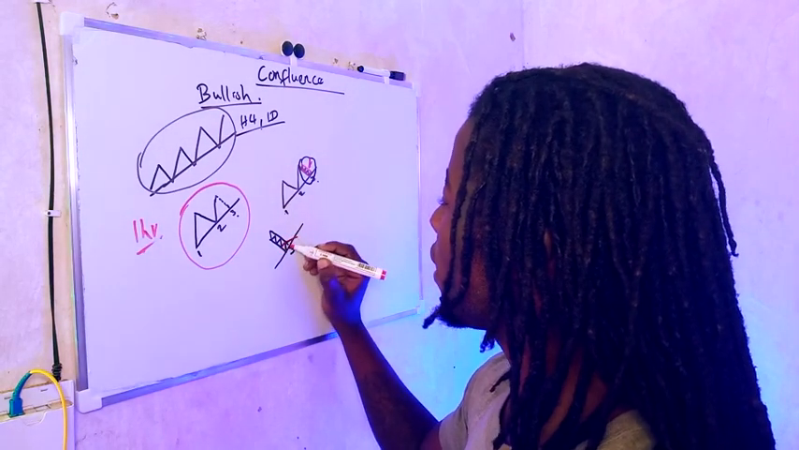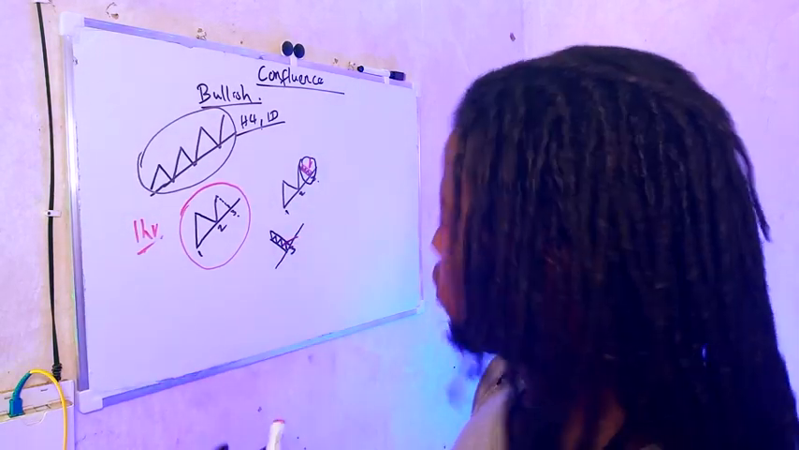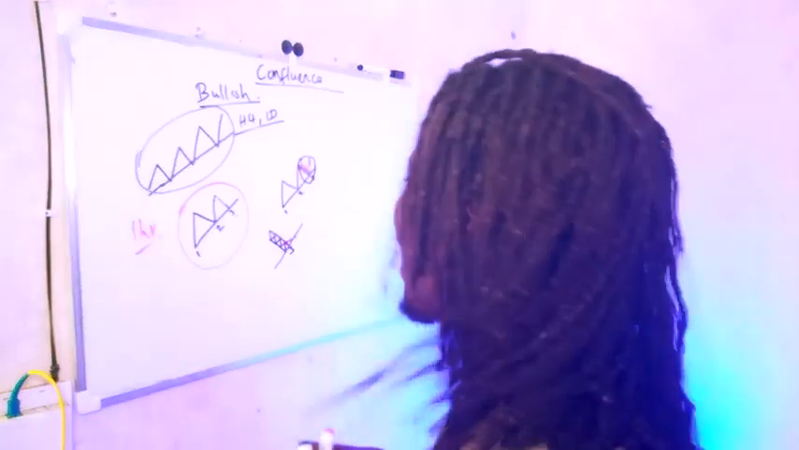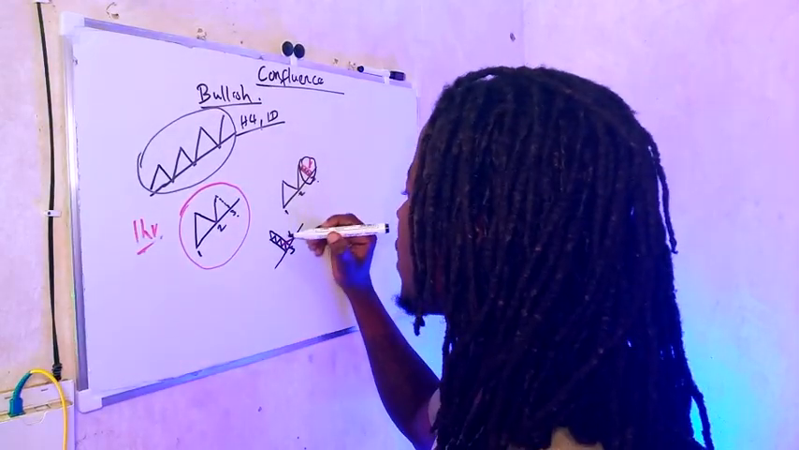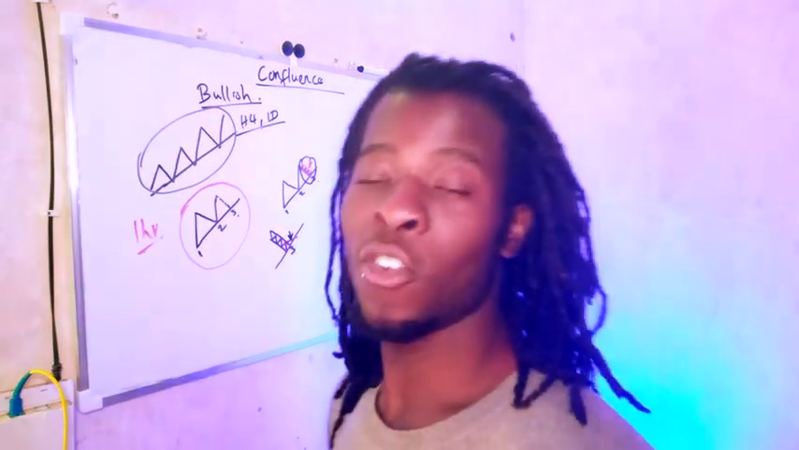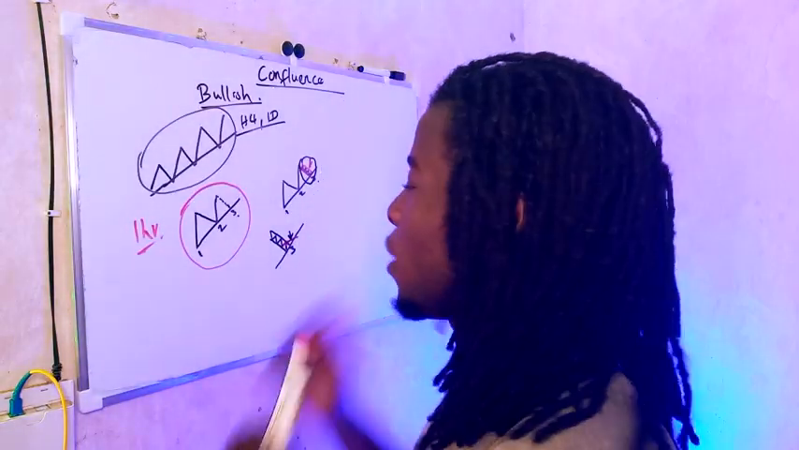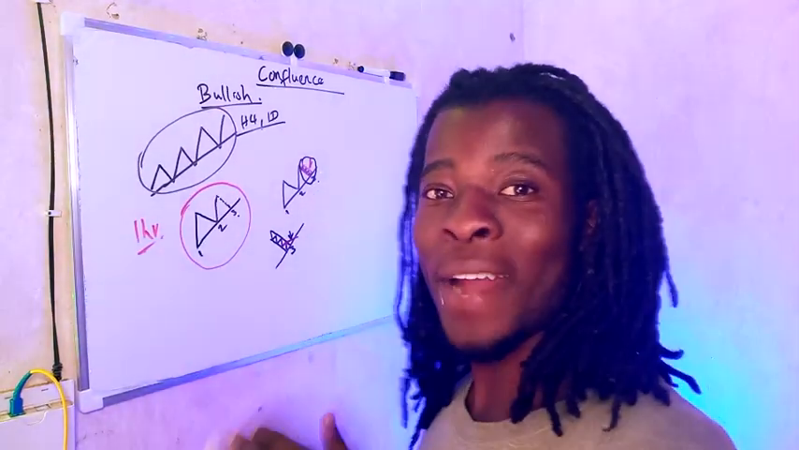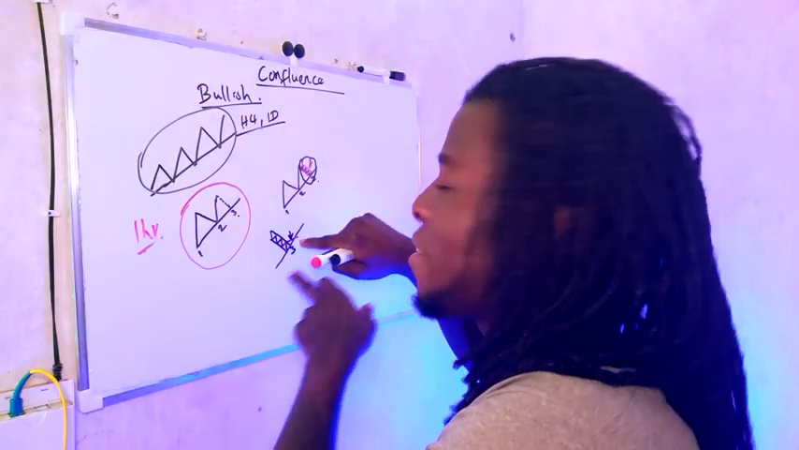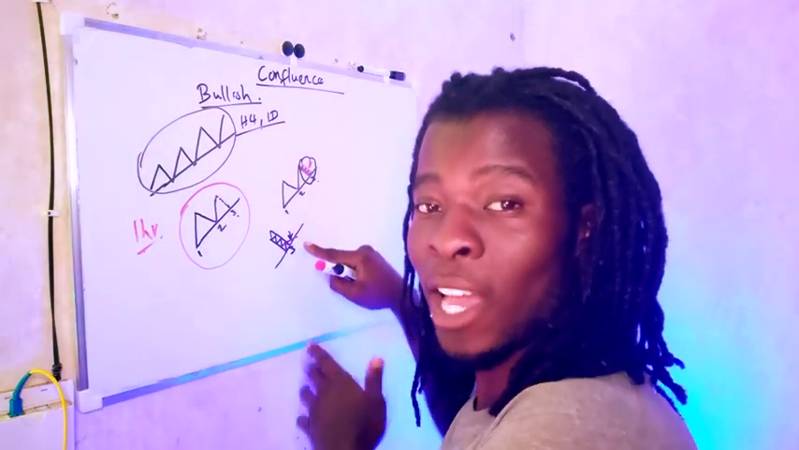Okay, so we need to identify that. What we need to see now is for price to break out of this previous high. All right guys, I don't know if you are with me. Stick with me guys. We need to make sure that price has already broken this previous high. That is now the lower high.